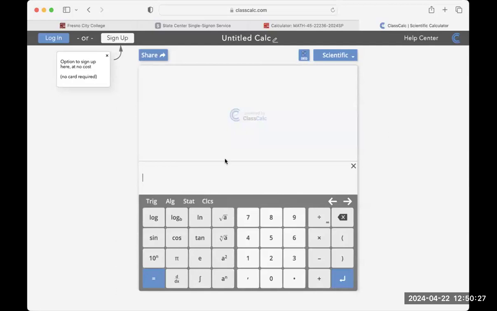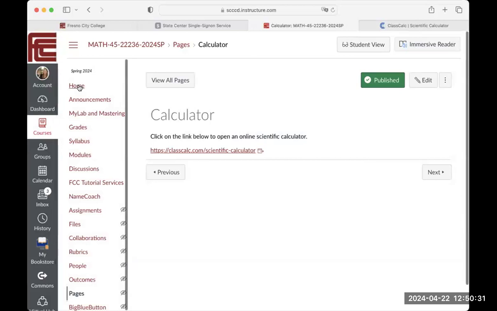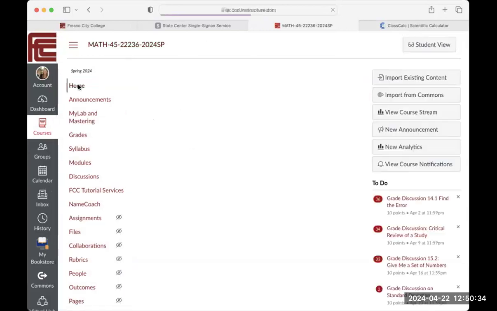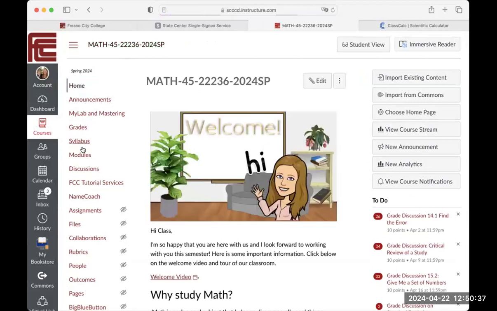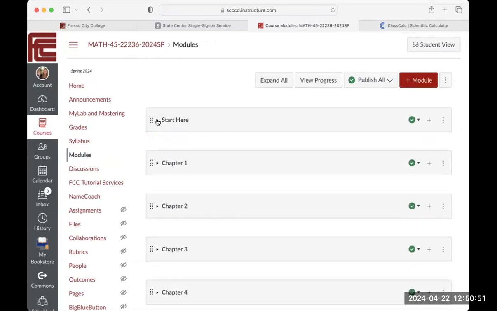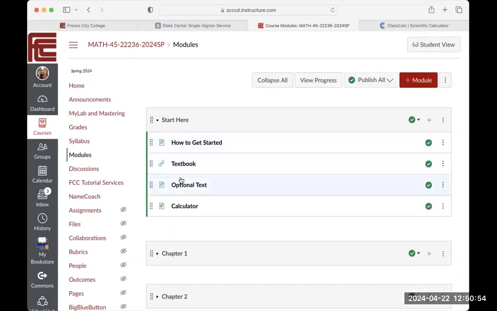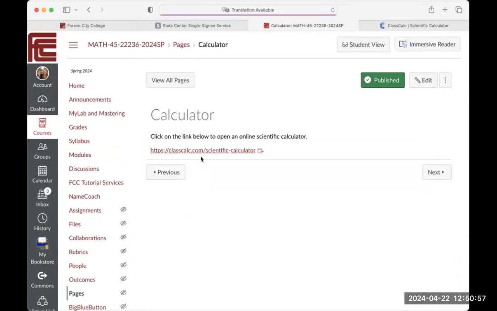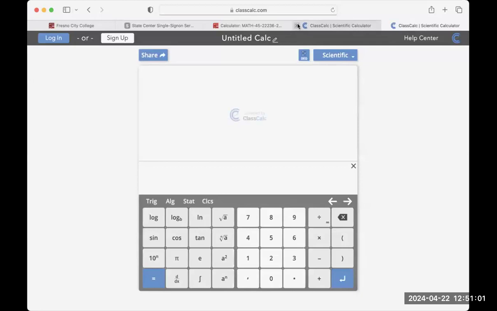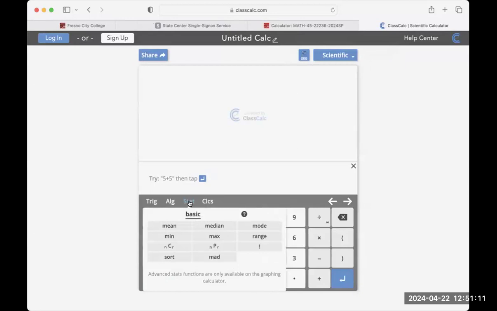Okay, so I just want to go back to our classroom. Here's our home, and here is the modules page. When you go to modules, the top module is Start Here. You click on the arrow to open it, and then you can go down to the calculator. Then you can click on the link to follow the calculator. Open it up a second time.